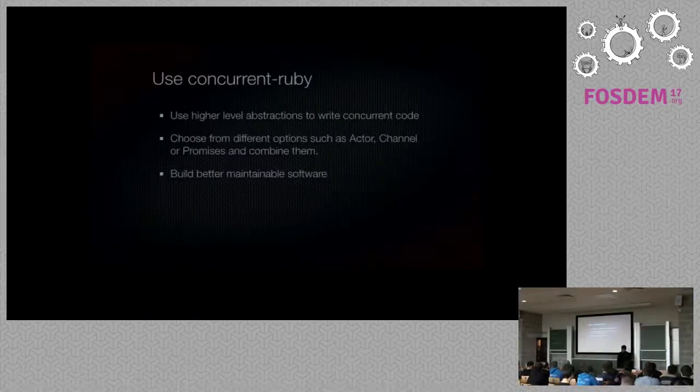So use concurrent Ruby, use high-level abstractions to write concurrent code. Choose from different options such as actor, channel, promises, or combine them. The good part is that we can stick to one of the abstractions, but we can also combine these abstractions in an application. Also build maintainable software. If you do concurrency with threads, there is a high chance you write bug-ridden code. But with concurrent Ruby, your code is mostly going to be thread safe. So yeah, thanks.